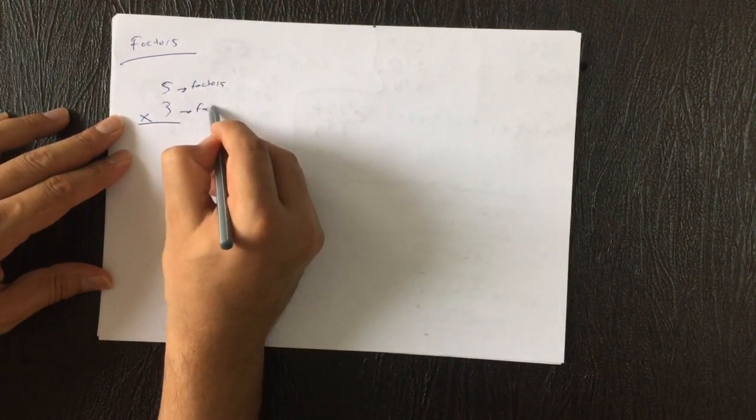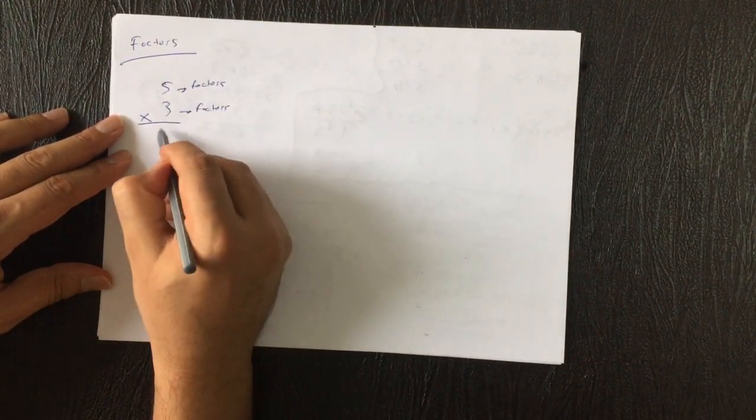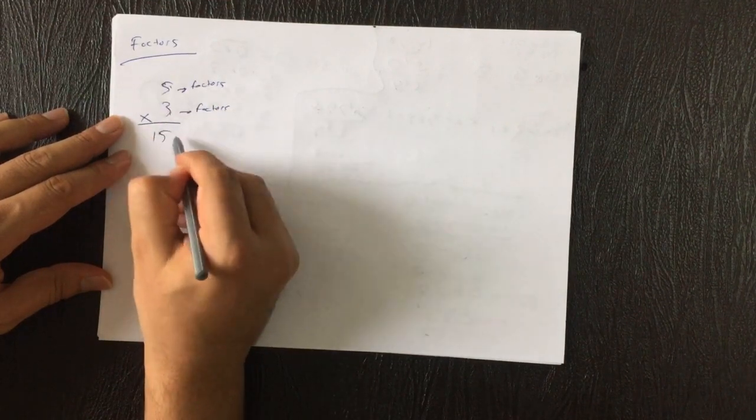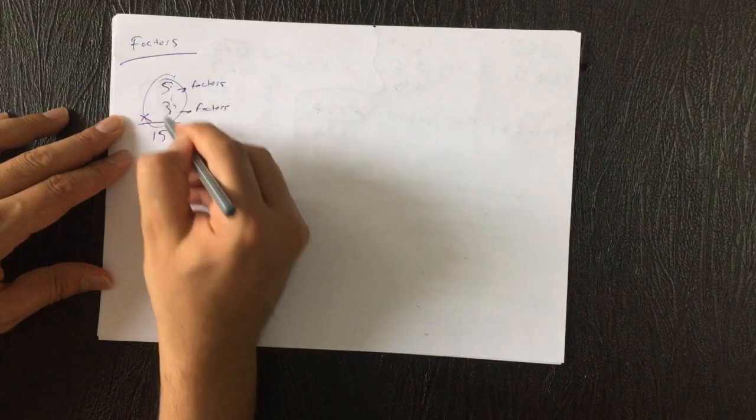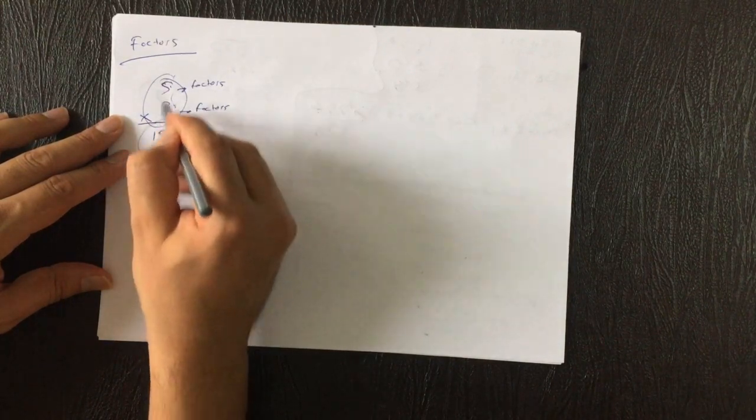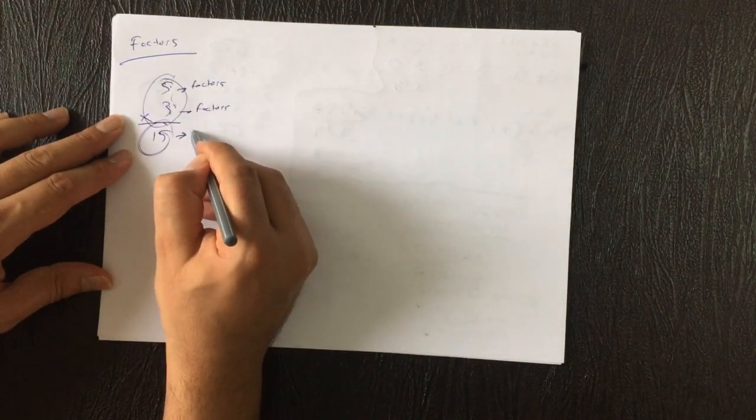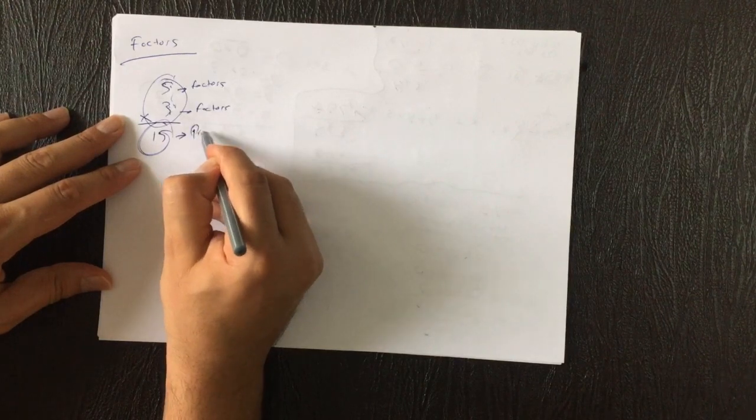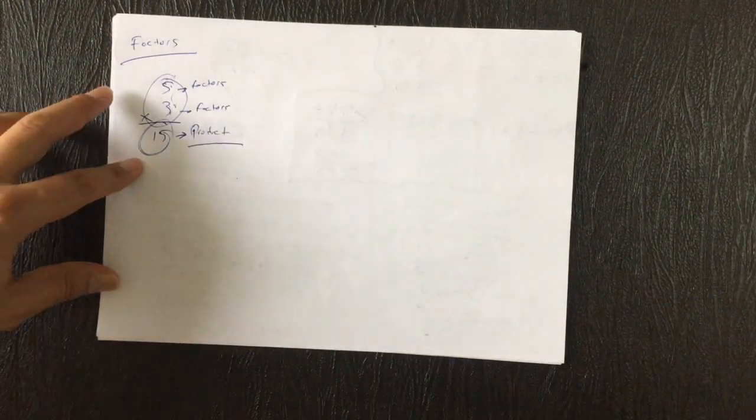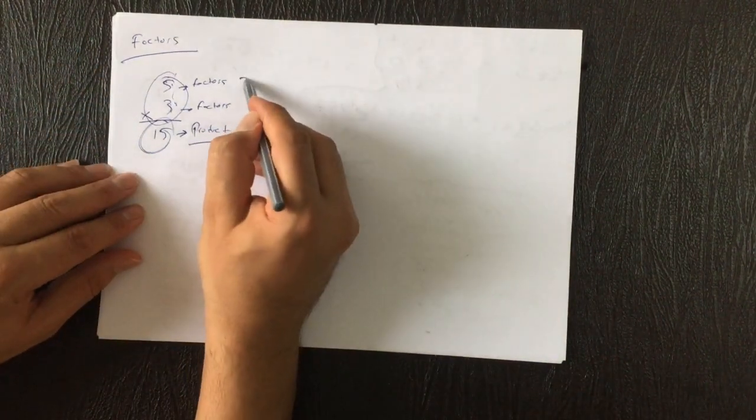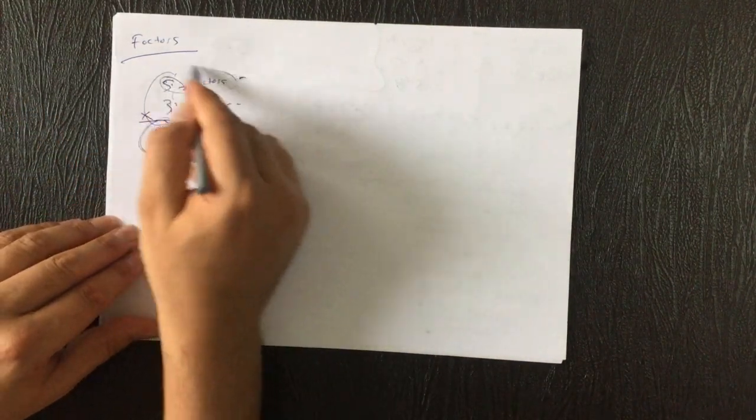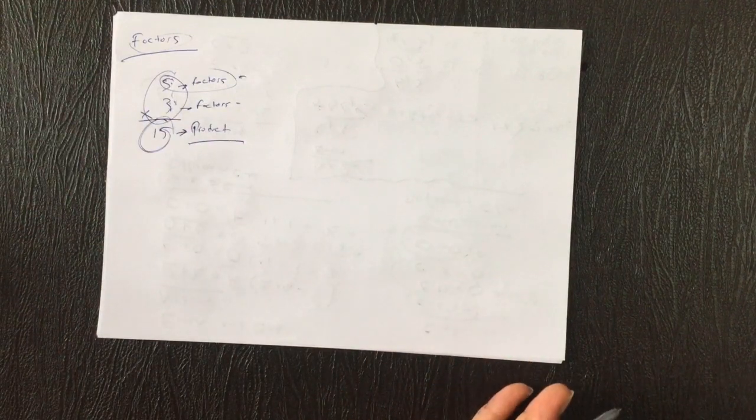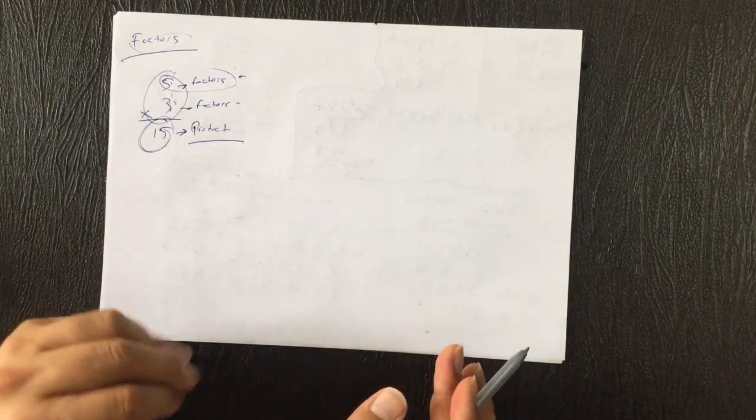And 5 times 3 is 15. What they became, they made 15. So 15 is the product. Okay, so these are the factors. We will try to play with these factors, to find or multiply something.